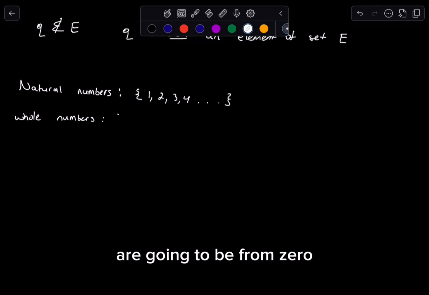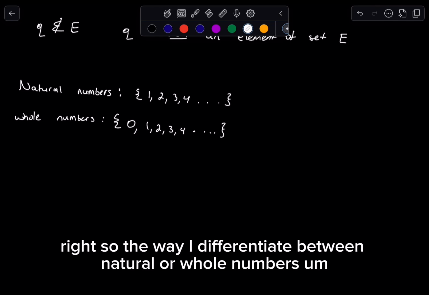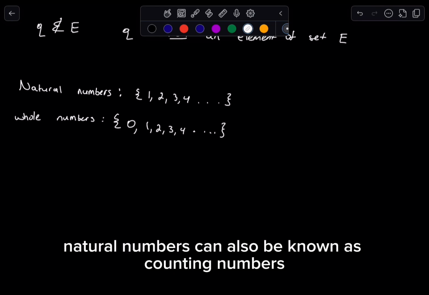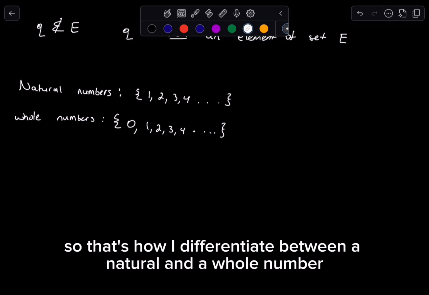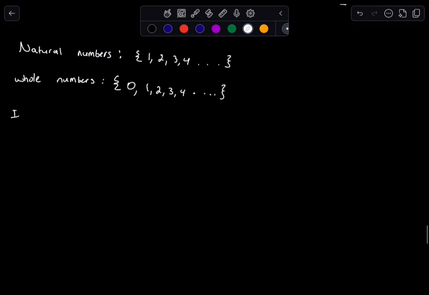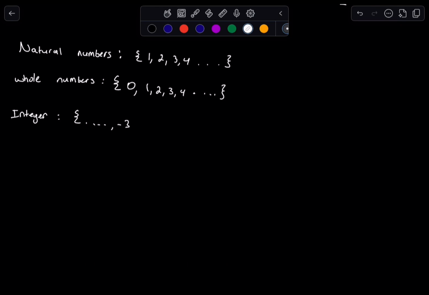Whole numbers are going to be from 0 to infinity, right? So the way I differentiate between natural or whole numbers, natural numbers can also be known as counting numbers, and when I'm counting something, I'm not going to count 0. So that's how I differentiate between a natural and a whole number. An integer is going to be from negative infinity to positive infinity.